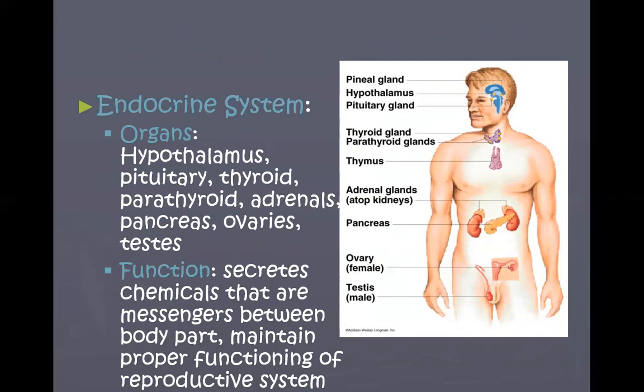But Mr. Thorson, I thought the ovaries and the testes were reproductive glands. They're both. Ovaries and testes produce hormones, and they also produce sex cells. They have a dual function. Systems can share body parts.